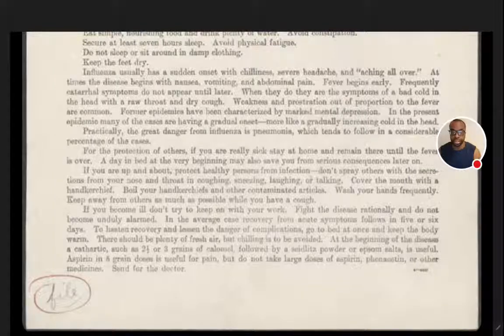of the cases. For the protection of others, if you are really sick, stay home and remain there until the fever is over. Until your fever is over. Not stay home two weeks to flatten the curve and all that. Not any of that, right? Not any of that overboard thinking and stuff like that.